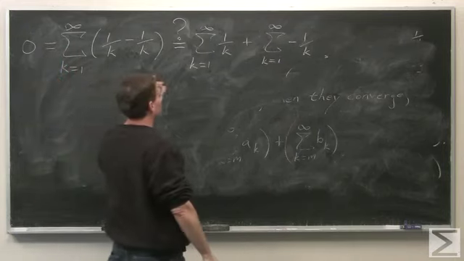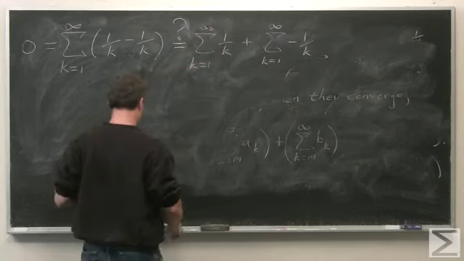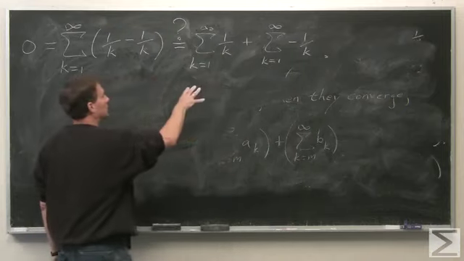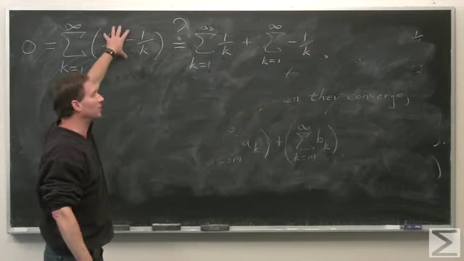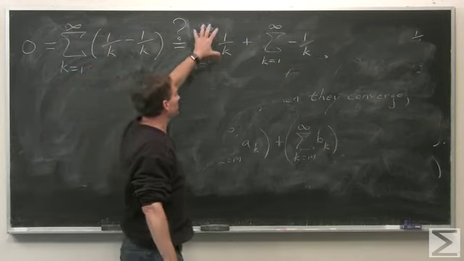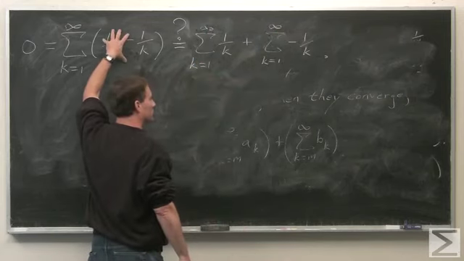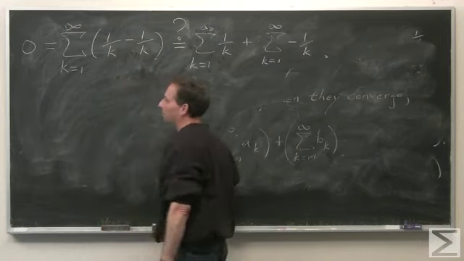On the other hand, if one of them converges, then the theorem about splitting up sums said that the other one converges if and only if the original thing converges. So if this diverges and this converges, it would tell us that this diverges. But that doesn't happen here.